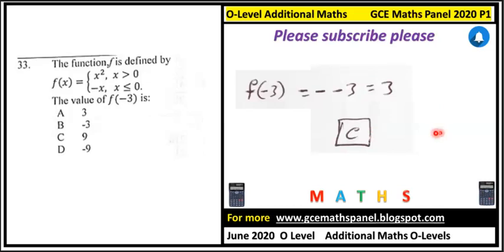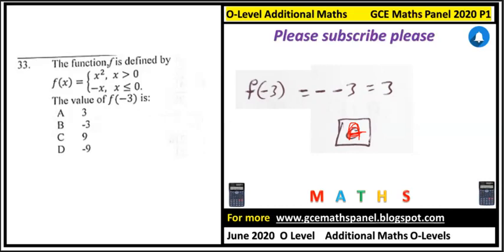So our key here is A. Note the key here is actually A, not C. 33. The key is A.